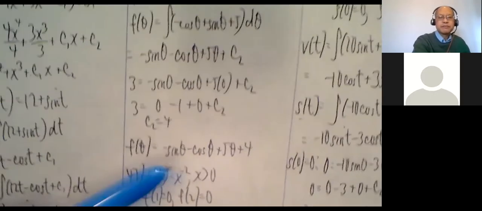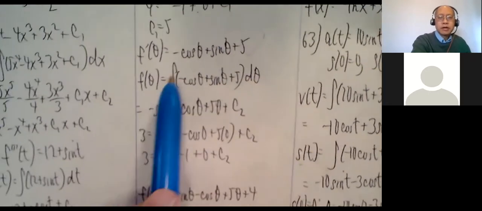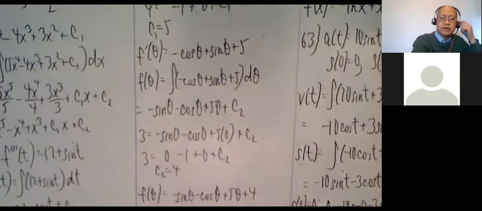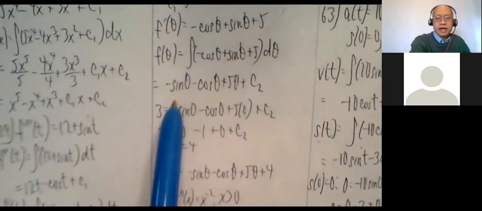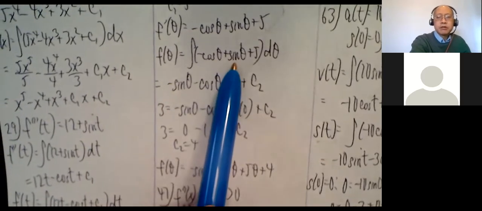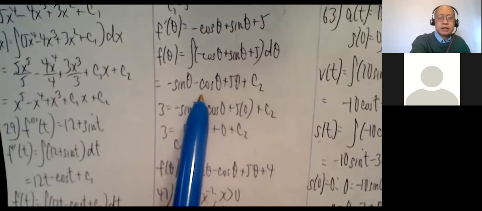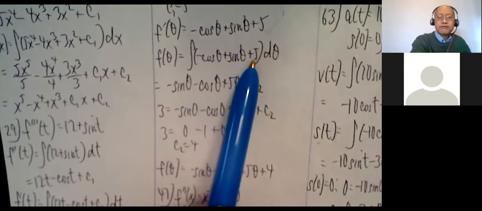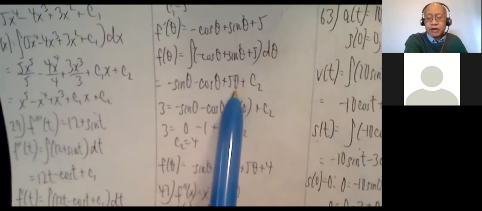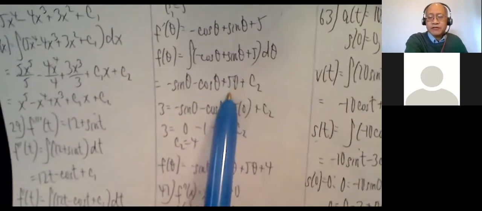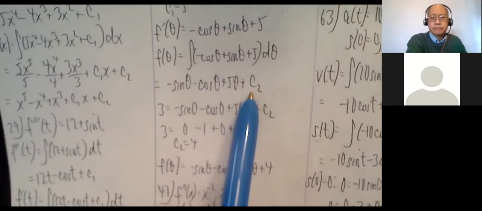Okay, let's see, where was I? So now to find the original function, I integrate that. So integral of negative cosine theta plus sine theta plus 5 d theta. All right, so here we go. Integral of negative cosine is negative sine. Integral of sine is negative cosine because the derivative of negative cosine theta is the sine. Integral of 5 d theta is 5 theta. Again, this names the variable. If this said x, I would put 5x. If it said t, I'd put 5t, right? This names the variable. And then plus another constant, which I'm going to call C2.